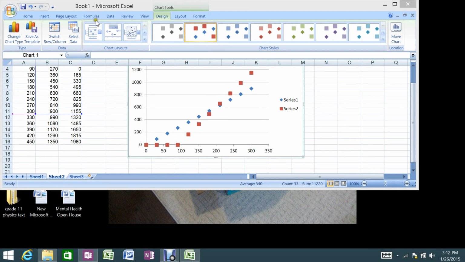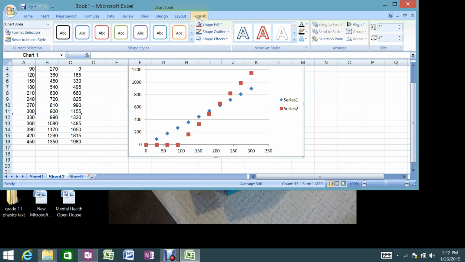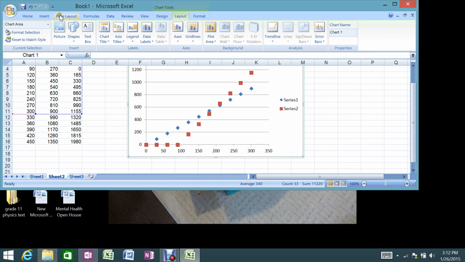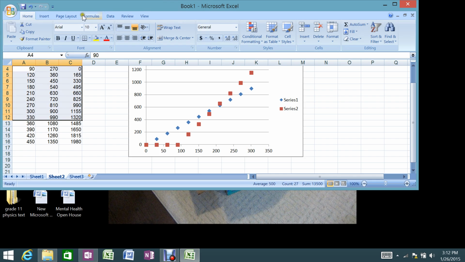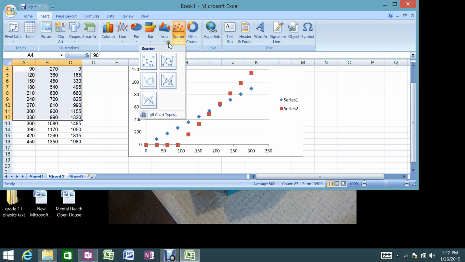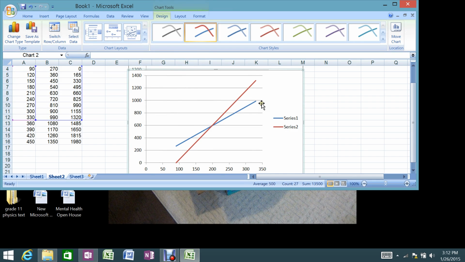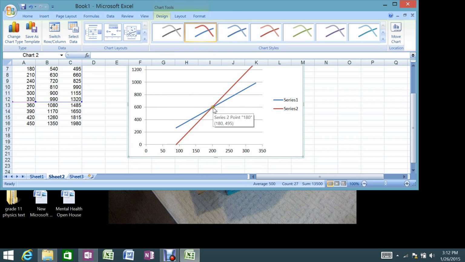Now, I don't usually do this, but if I go to my graphing type here, you know what, I'm just going to get rid of it entirely. I'm going to highlight them, and instead of using the XY scatter, which is just the dots, which is what you should be using most of the time, I'm going to use this sort of broken line thing. And what I can do is get a more accurate view of where that actual intersection point is happening. It's not giving me the point, it's saying 180 and 495.